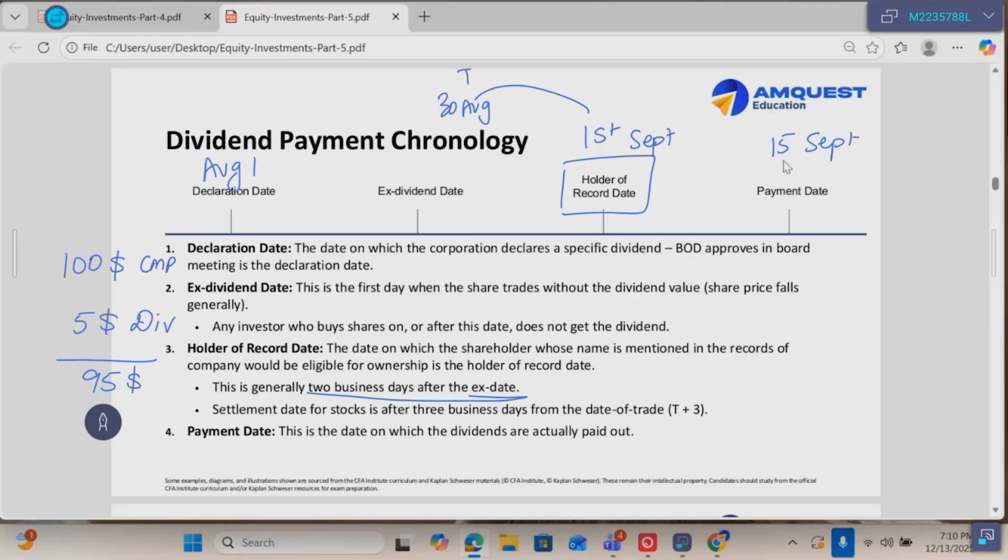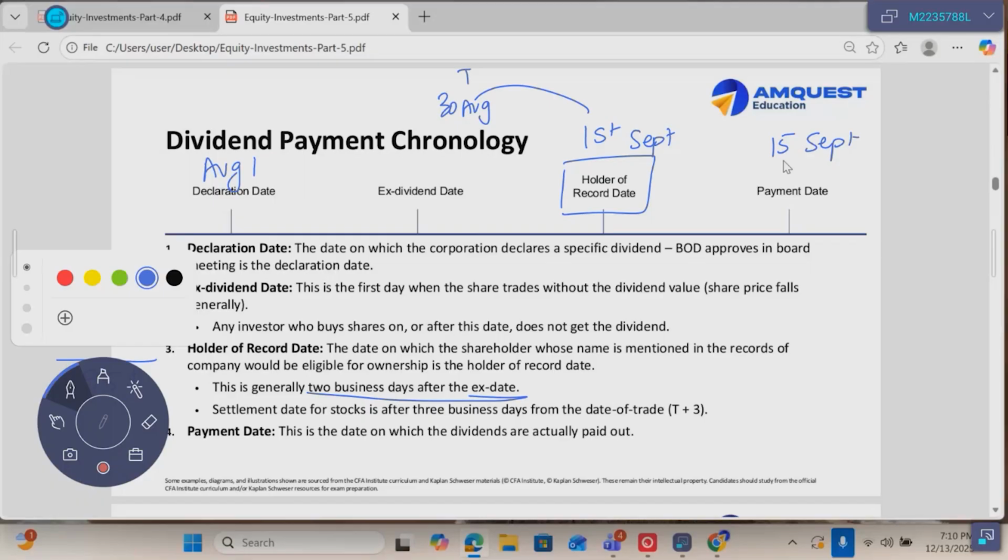So, quick revision. Declaration date: the board of directors approves the dividend. Ex date: you have to buy the share before this date to get the dividend. If you buy it on the ex date, you will not get the dividend. Record date: if your name appears on the records of the company as of this date, you will get the dividend. When will you get the dividend? On the payment date. So you have to remember this chronology and timing.